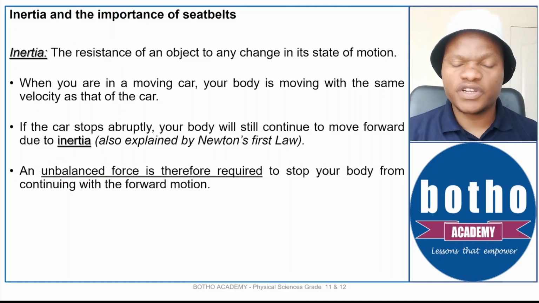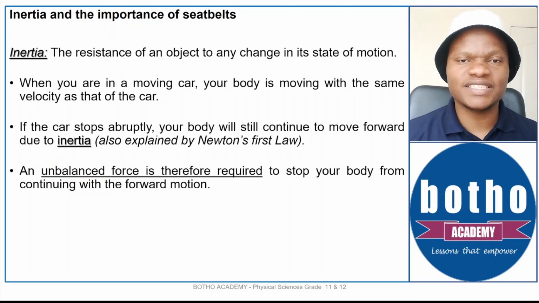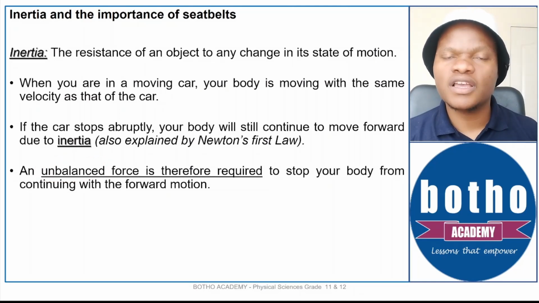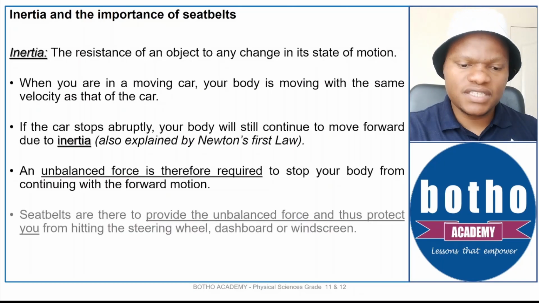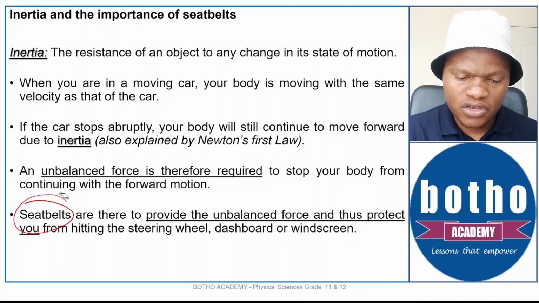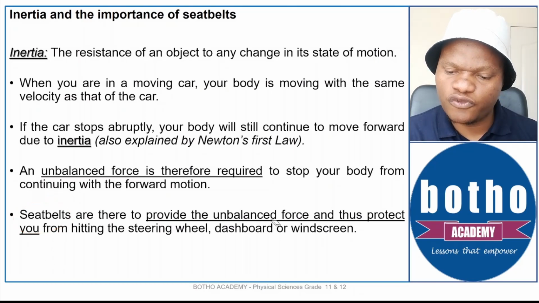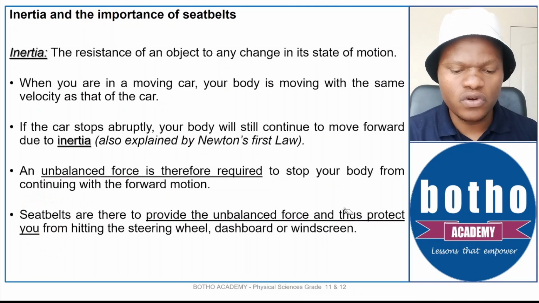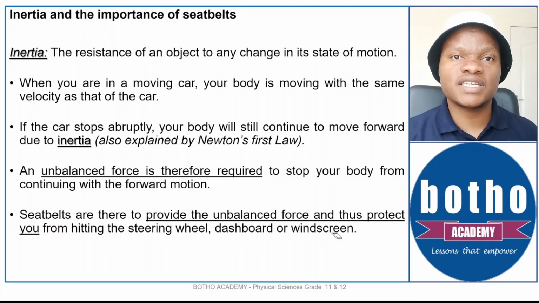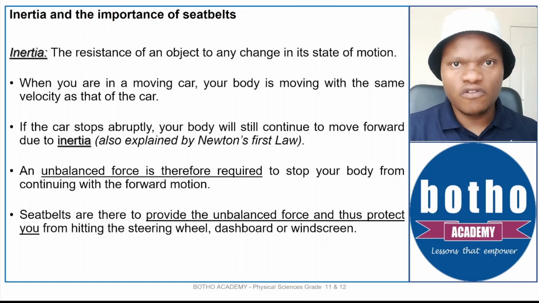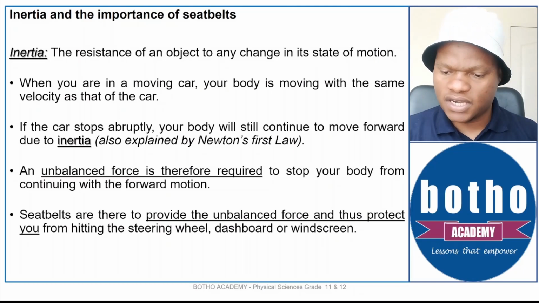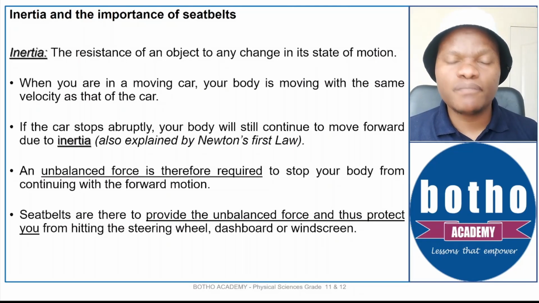So your body will still want to continue moving. Sometimes if you're not wearing a seatbelt, you'll try to hold on to things inside the car which are mounted to the car so that your body can stay within the car without moving further forward. So that is now the reason we have seat belts. Seat belts are there to provide the unbalanced force and thus protect you from hitting the steering wheel or the dashboard or windscreen, or even, in some extreme unfortunate situations, from being ejected through the windscreen of the car.